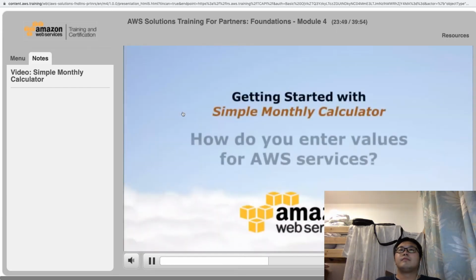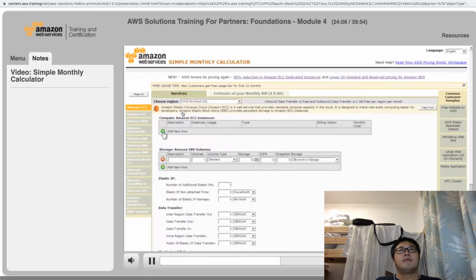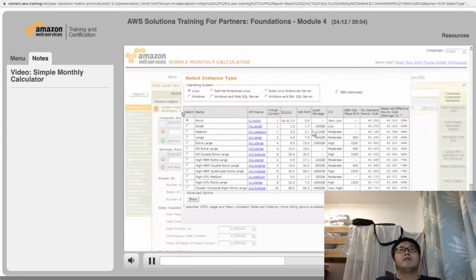Once you've identified the services you want to use in AWS, you can start entering the values for them in the calculator. Remember to choose the appropriate AWS region first. For example, you can select the AWS GovCloud US region to get specific prices for that region. If you're using Amazon EC2, you need to add a new row and provide the number of instances, planned usage per month, instance type, and operating system.